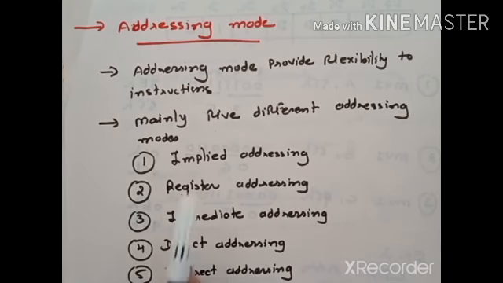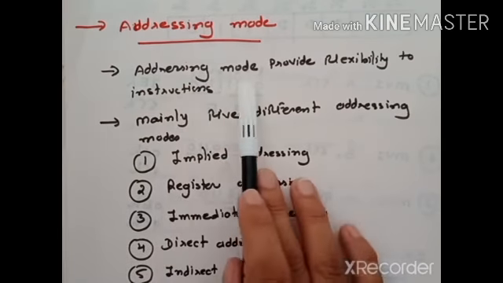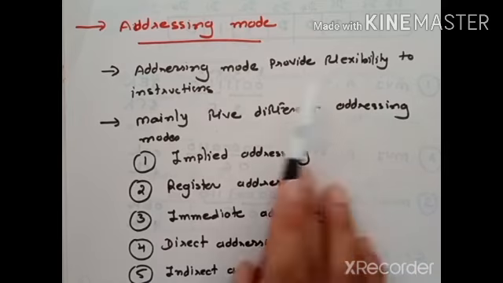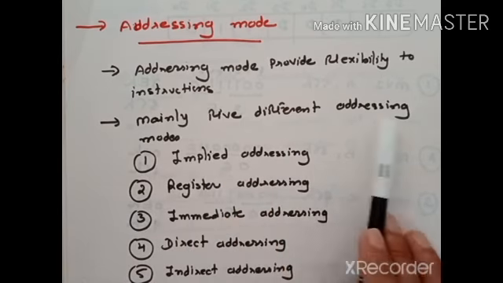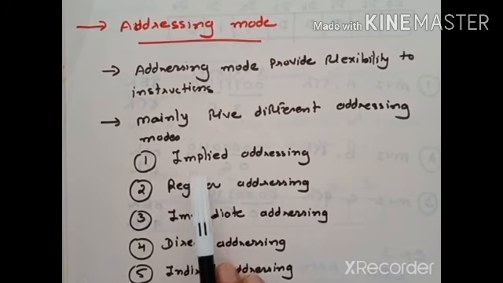The next topic is addressing mode. Addressing modes provide flexibility to instructions. There are mainly 5 different addressing modes: first implied addressing mode, then register addressing mode, immediate addressing mode, direct addressing mode, and indirect addressing mode.